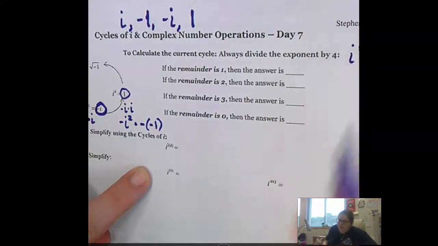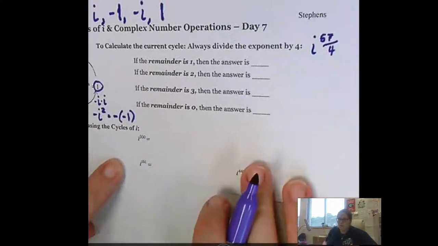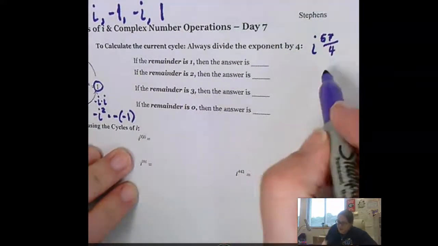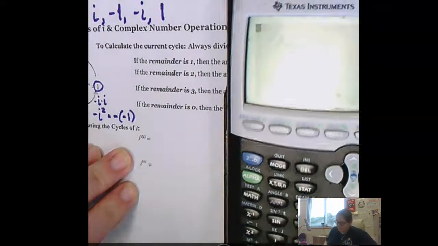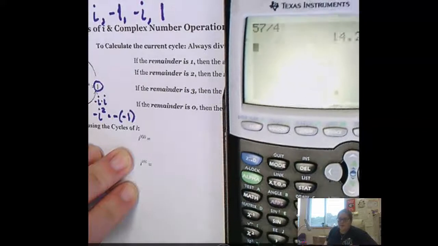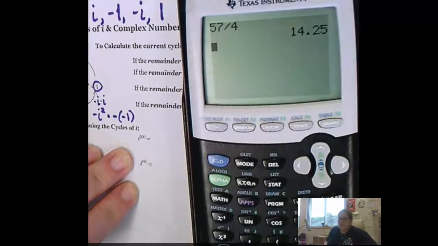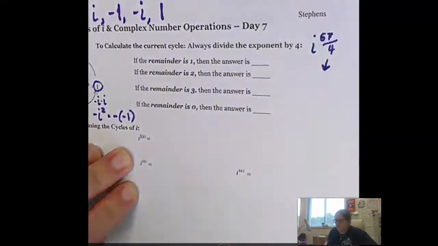57 divided by 4 is what? Well, let's see. 57 divided by 4 is 14.25. So what in the world does that mean?